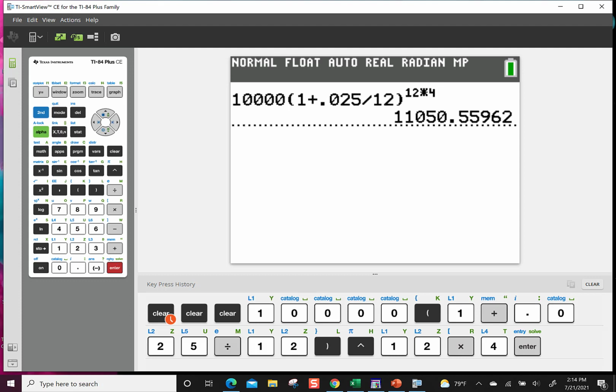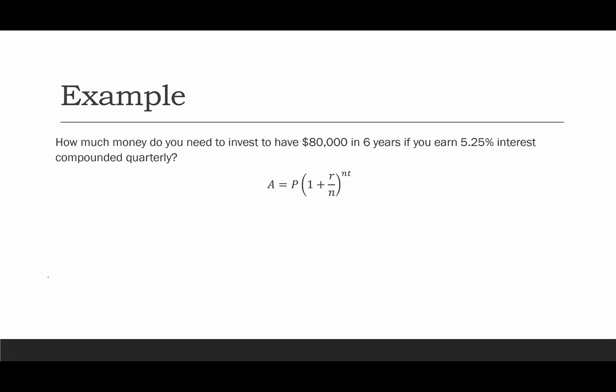So this is $11,050.56. Okay, let's consider another one. How much money do you need to invest to have $80,000 in 6 years if you earn 5.25% interest compounded quarterly? This time, the $80,000 is the A. We know what we want to have in the future. We're giving ourselves 6 years to get that money, so that's our T. 5.25 is the R. Really important, you always write that as a decimal, so it'll be 0.0525, and then quarterly is 4.